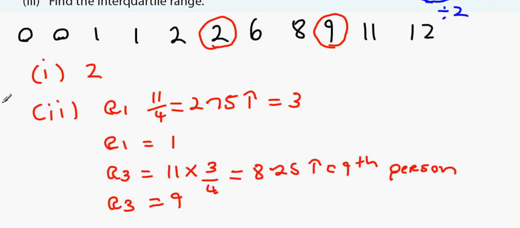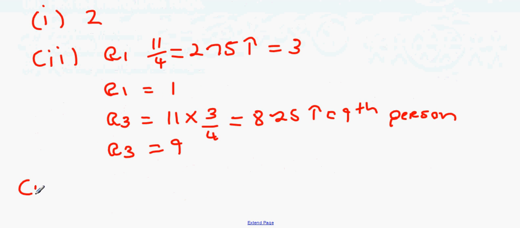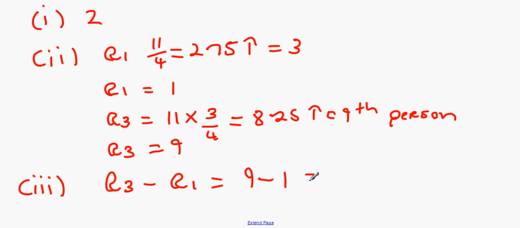Next thing, find the interquartile range. Now the interquartile range is Q3 minus Q1, so 3/4 minus 1/4. And what we're going to get is 9 minus 1, and the answer is 8.